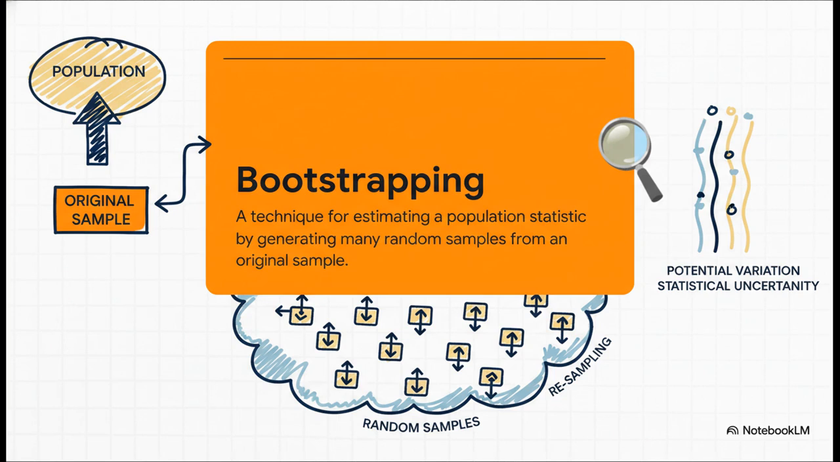All right, let's get the formal definition on the table. Bootstrapping is a statistical technique for estimating a population statistic from a sample by generating many random samples from the original sample. So what does that really mean? Well, we're essentially treating our one sample like it's the entire universe. Then we create thousands of new, fake samples by just drawing from that original one over and over again. And the key is we do it with replacement, meaning every time we pick a data point, we put it back in before picking the next one. This resampling is what lets us see all the possible ways things could have played out.